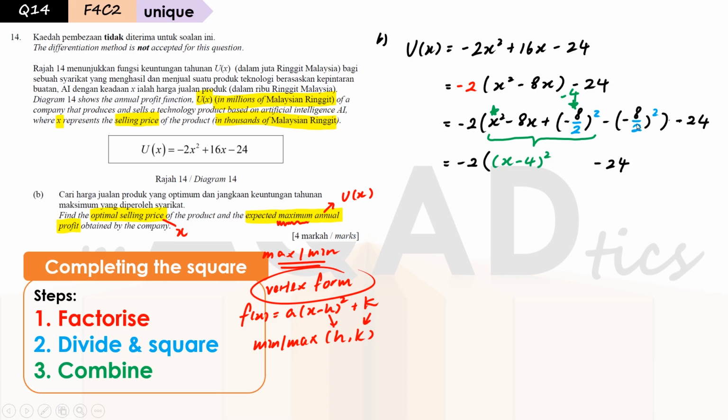Okay, and for the value at the back, this is just simplifying. Negative 8 divided by 2 is negative 4, negative 4 squared is 16, and 16 has a negative outside, so here it will be negative 16. Okay, so these are the three main steps to complete the square. For the steps moving forward, it's just manipulating.